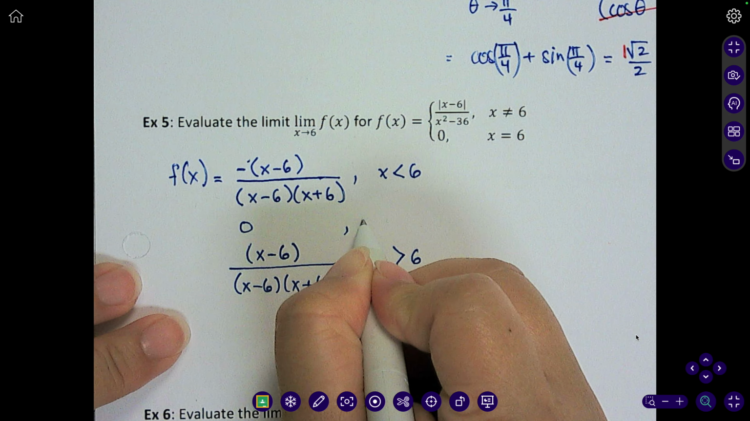When you look at this, this is your left hand behavior, and this is your right hand. So you're looking at your limit from the left and from the right. You keep looking at the limit from left and right. So now I'm going to look at my limit from the left first. The limit as x approaches 6, because that's what I want. This tells me I want to find the limit as x approaches 6 from both sides. But because I have two pieces of the function, I need to look at it from each side. So the left side is this one.